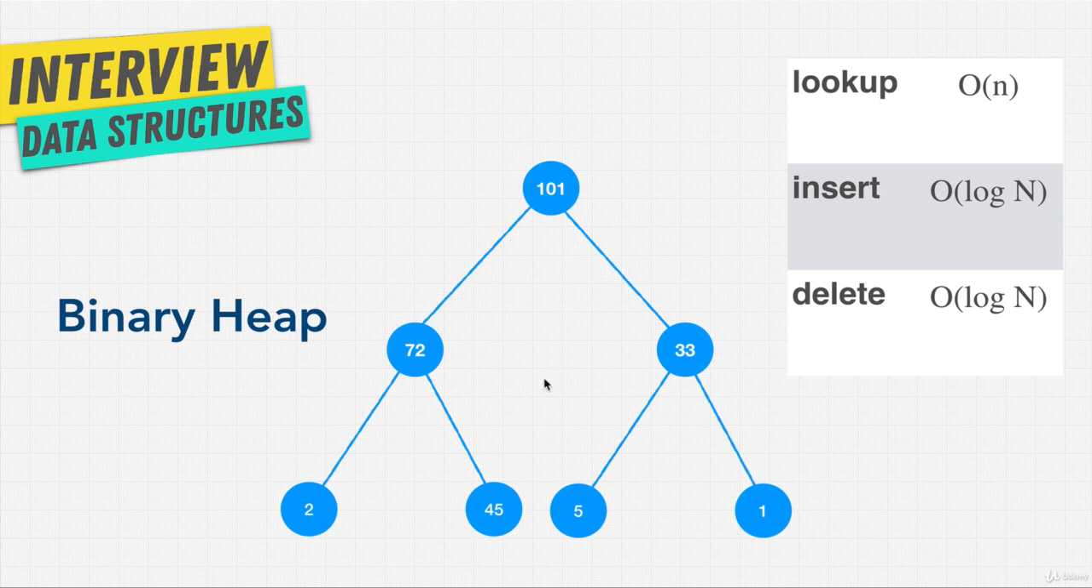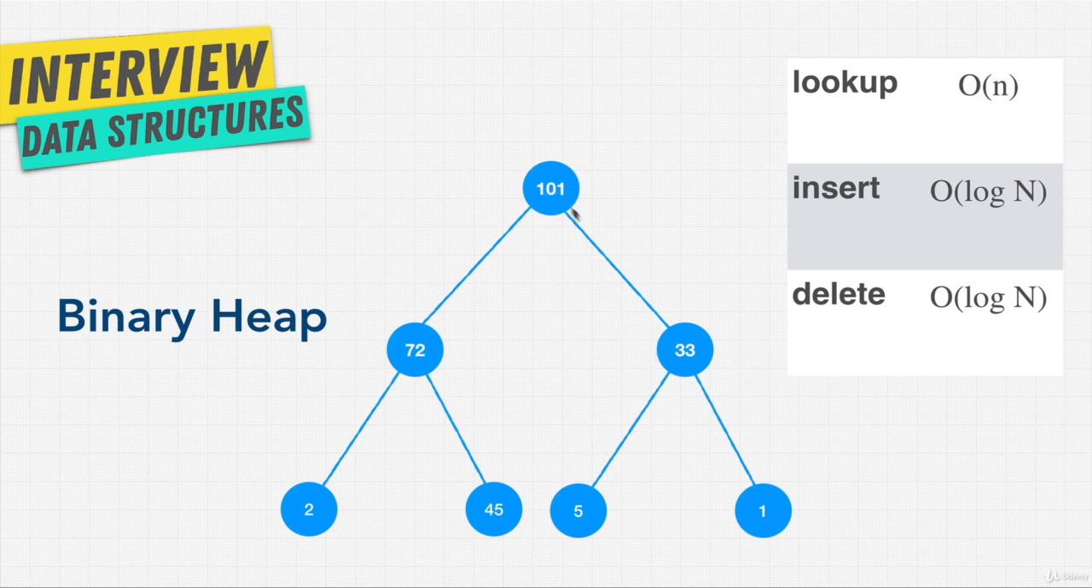Now, compared to a binary search tree, we see that lookup is O of n. It's not O of log n because it's less ordered than a binary search tree, right? A binary search tree actually had meaning between left and right child. The left was always less than the right. In a binary heap, that doesn't matter. Left and right can be any value as long as it's less than the top value.